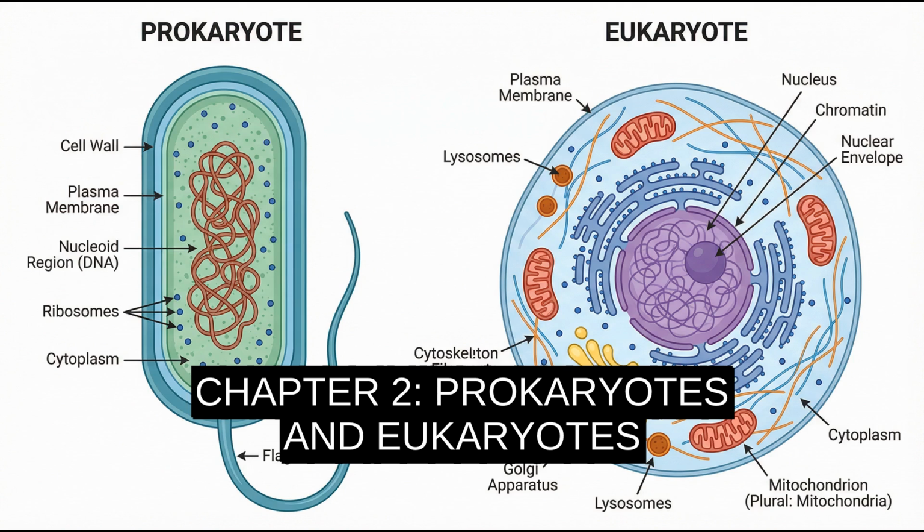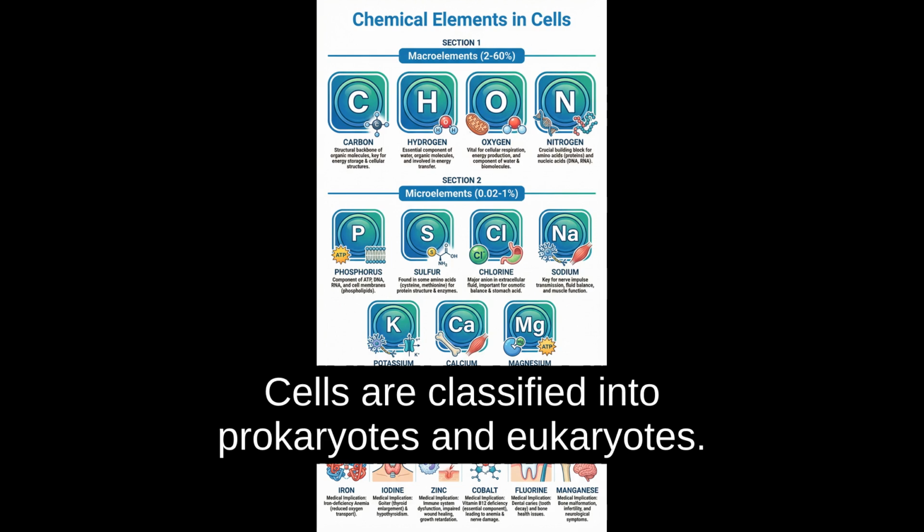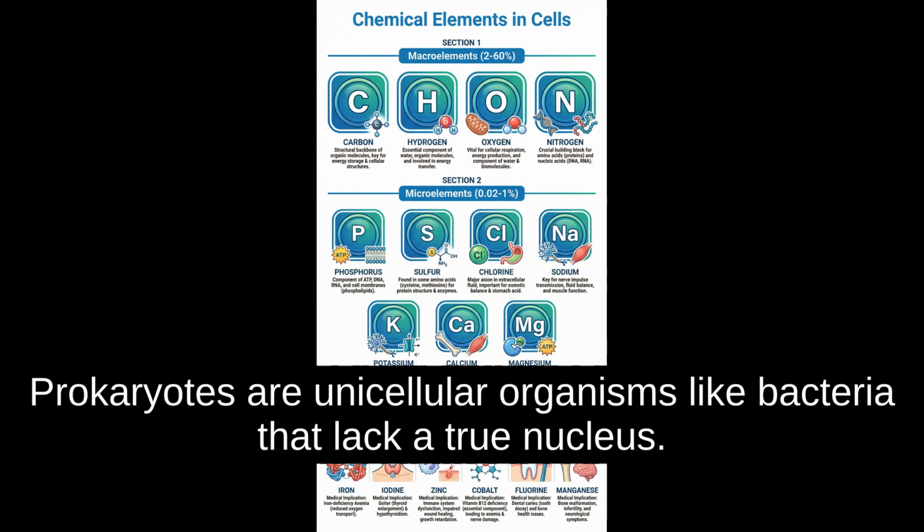Water comprises 70% of cell mass and is the universal solvent. Proteins comprise 15% and perform virtually all cellular functions. Nucleic acids comprise 7% and carry genetic information. Carbohydrates comprise 3% and provide energy. Lipids and ions comprise the remaining 5%.